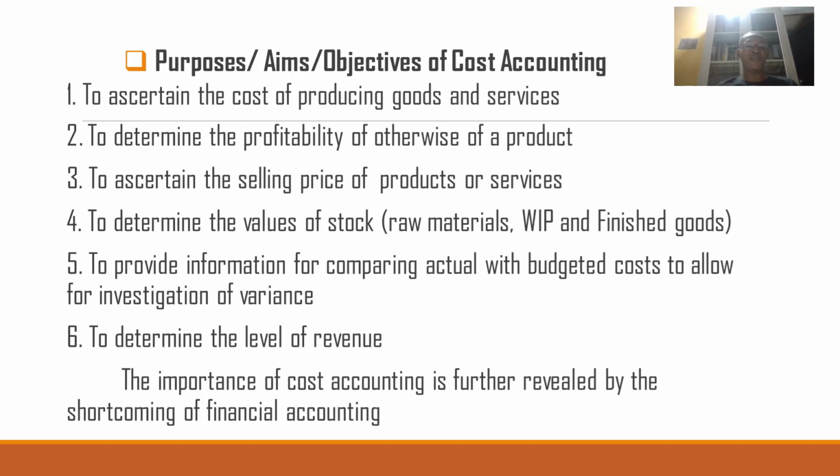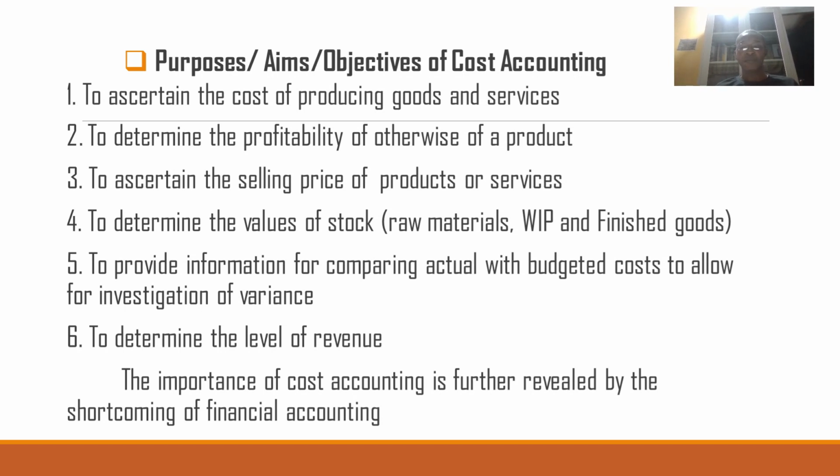Then number five is to provide information for comparing actual with budgeted costs in order to allow for investigation of variance, because there'll be variance at the end. And then number six is to determine the level of what? The level of revenue. These are just simple objectives or purposes, reasons why we study cost accounting, why we are interested in this course.